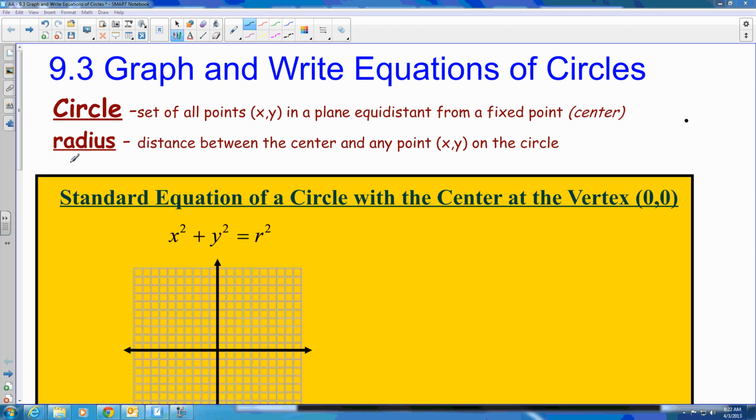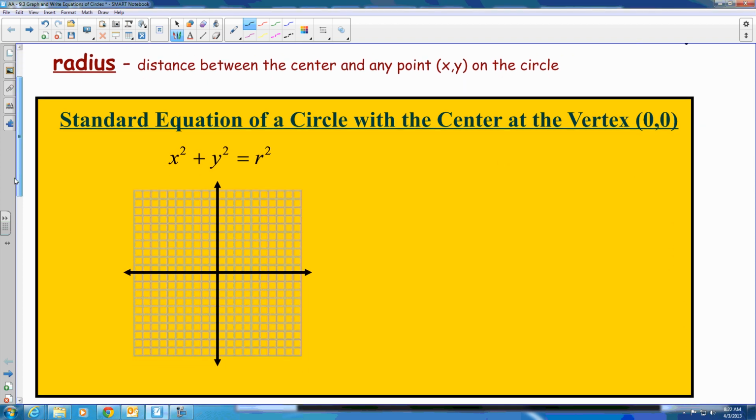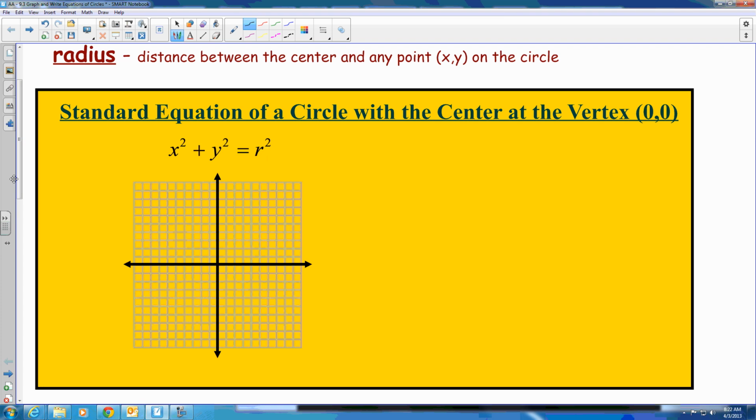For today, the standard equation of a circle with the center at the vertex 0, 0 can be written as x squared plus y squared equals r squared, where r in this case equals the radius. So for example, say we had a circle that had a radius of 3, it'd be written as x squared plus y squared equals 9.